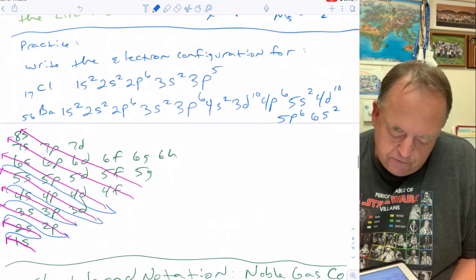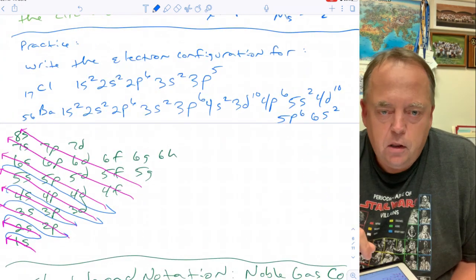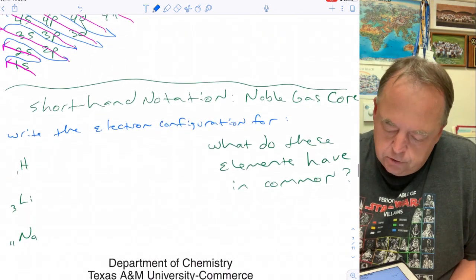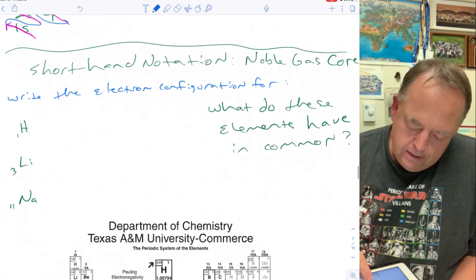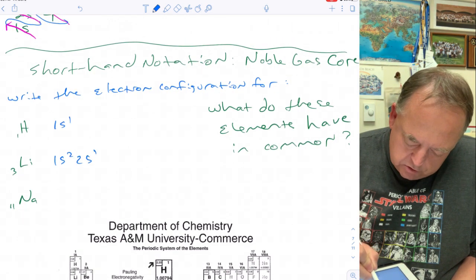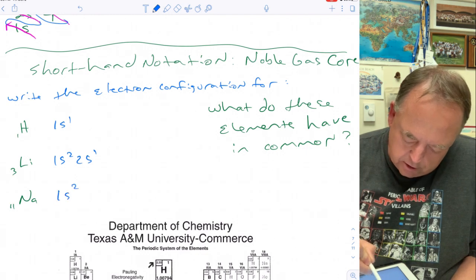So that's difficult to write electron configuration if you have a lot of electrons, right? There's a simpler way to do this using a shorthand notation using what's known as a noble gas core. So hydrogen's 1s1, lithium's 1s2, 2s1, sodium's 11 electrons.